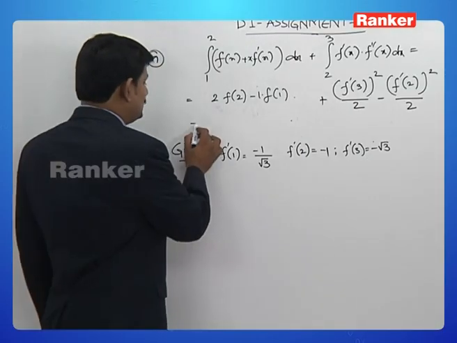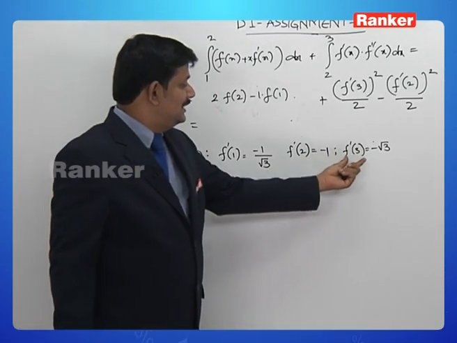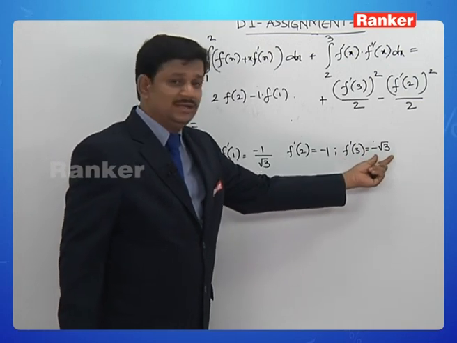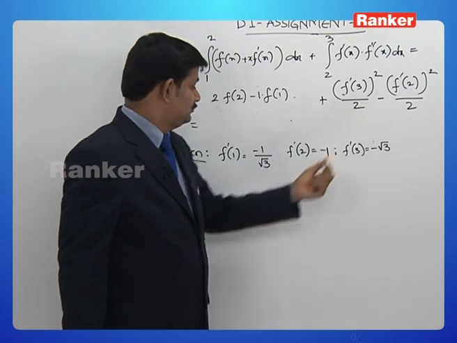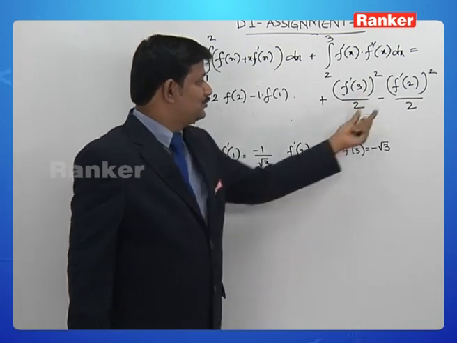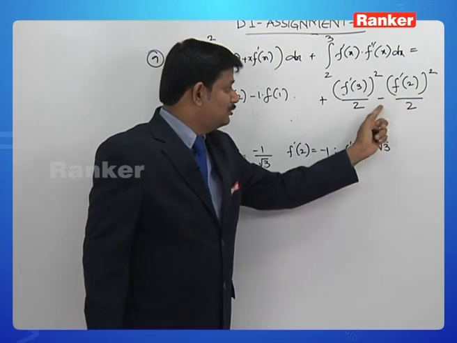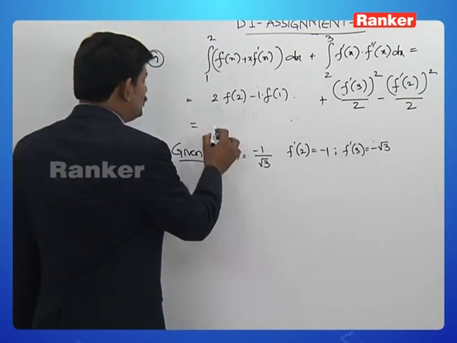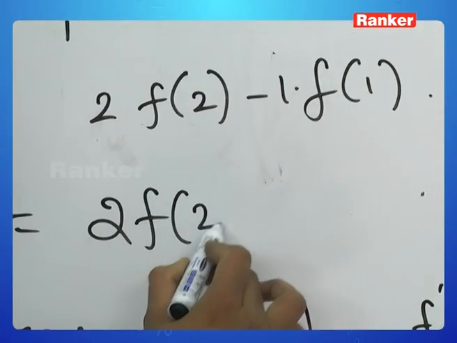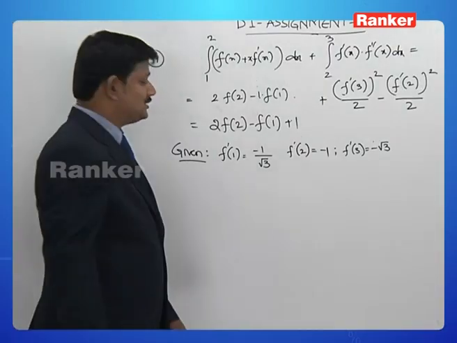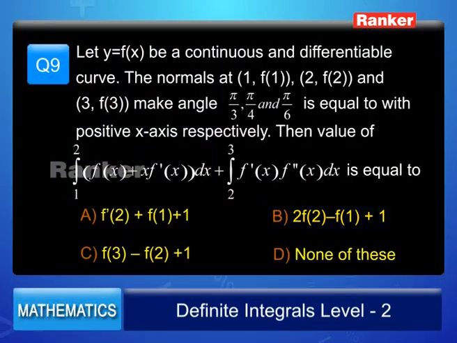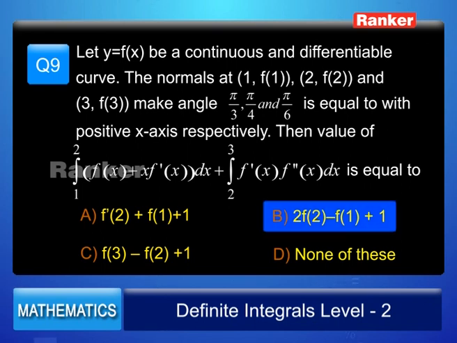To evaluate this, let us use the given information. f dash 3 is root 3, so that will make it 3 by 2, and f dash 2 is minus 1, that will make this 1 by 2. 3 by 2 minus 1 by 2 is 1. So, this integral is equal to 2f of 2 minus f of 1 plus 1. Answer is 2f of 2 minus f of 1 plus 1, which is option 2.